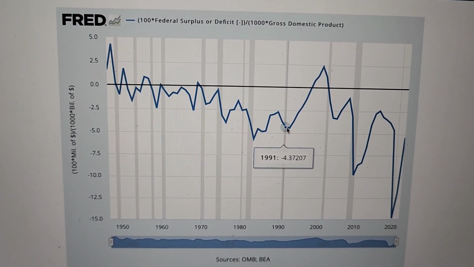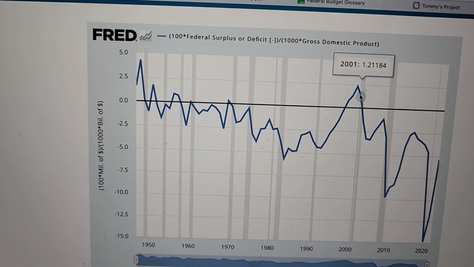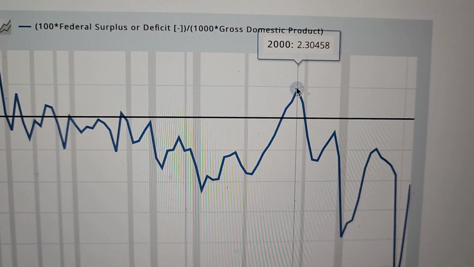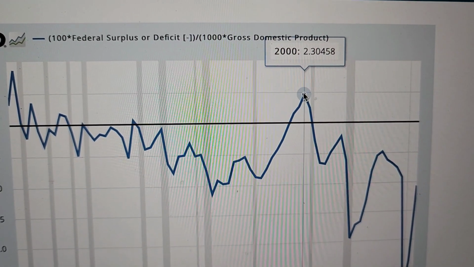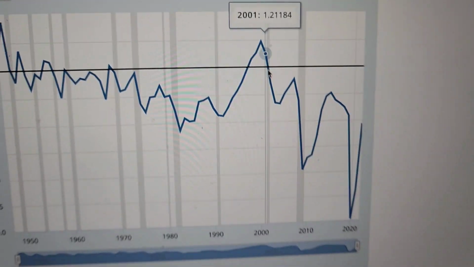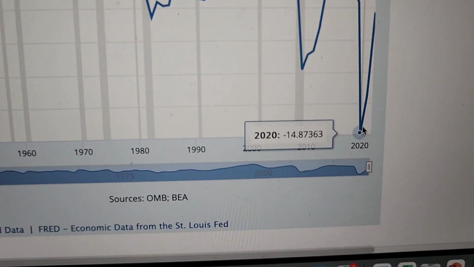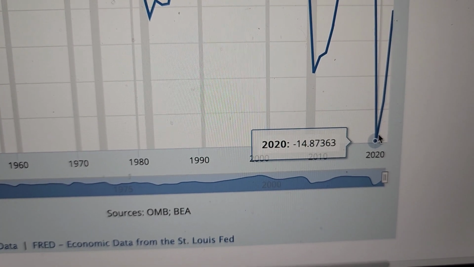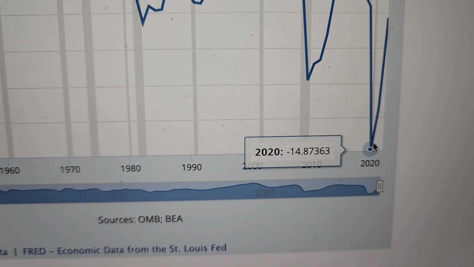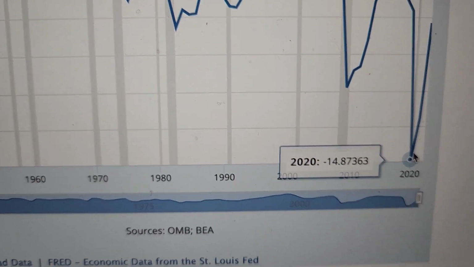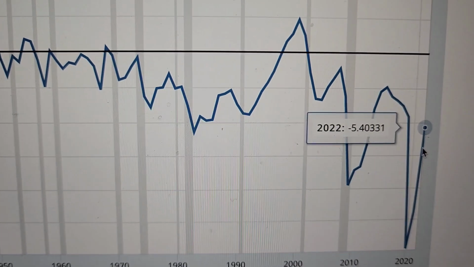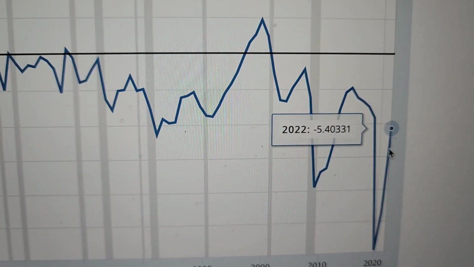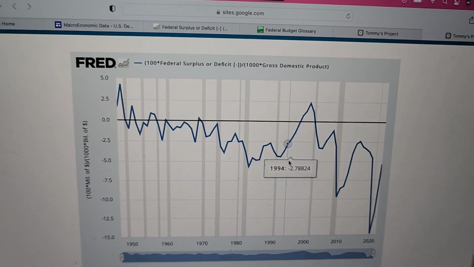So now, as we can see, the reasons are the same. Like the spike in the surplus in 2000, the surplus as a percentage of GDP was almost 2.3%. And then if we go to another significant time, the coronavirus pandemic, we could see the deficit as a percentage of GDP was almost 15%, 14.9%. And if we go up to 2022, we could see last year it was around 5%. The national deficit was around 5% of gross domestic product, GDP.